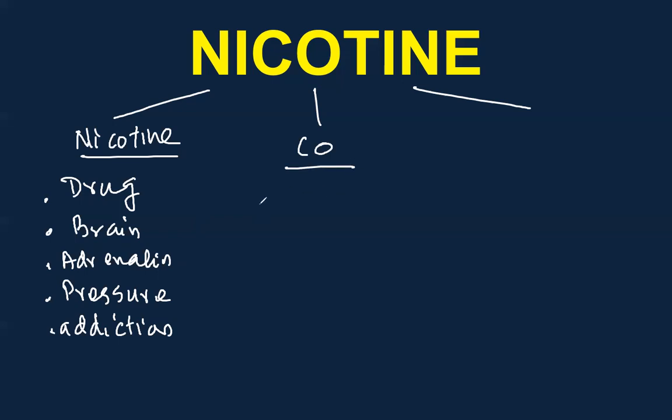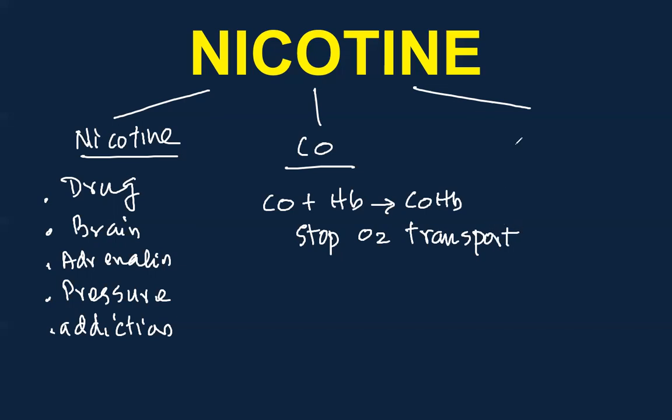The second component is carbon monoxide. Carbon monoxide binds with hemoglobin and forms carboxyhemoglobin, which stops oxygen transport. Carbon monoxide is more reactive, 200 times more reactive. That's the reason if you breathe in carbon monoxide and carbon dioxide, carbon monoxide binds with the hemoglobin. So that's the effect of carbon monoxide. That means your cells don't get enough oxygen.